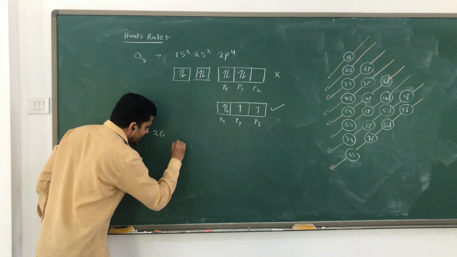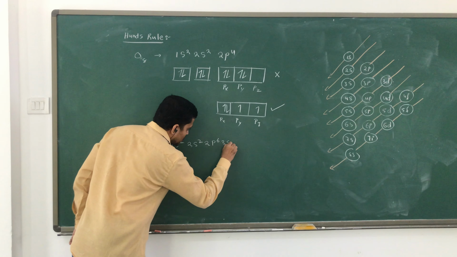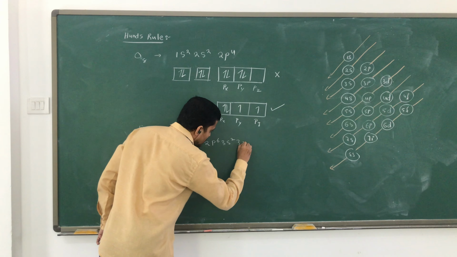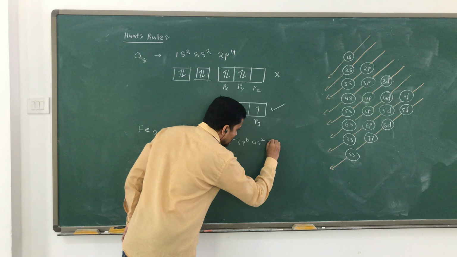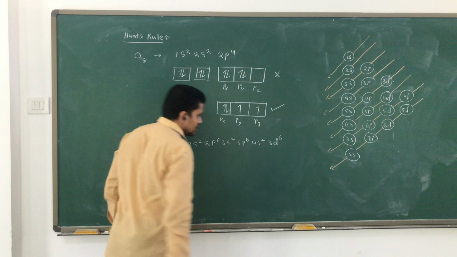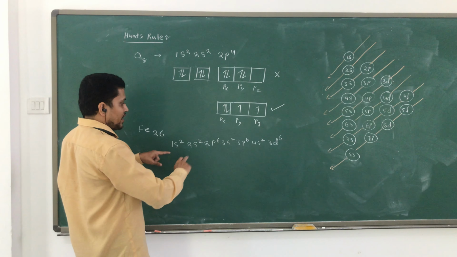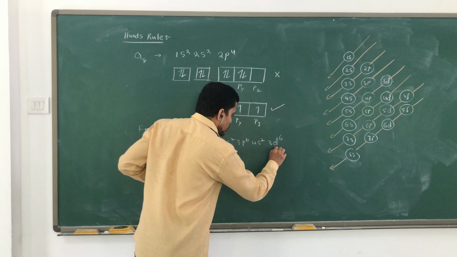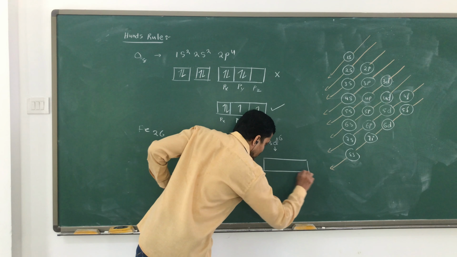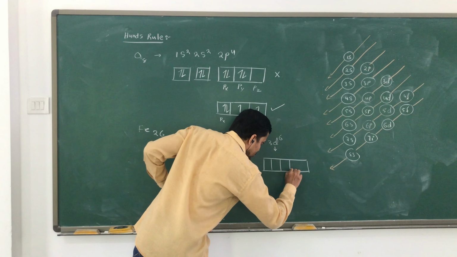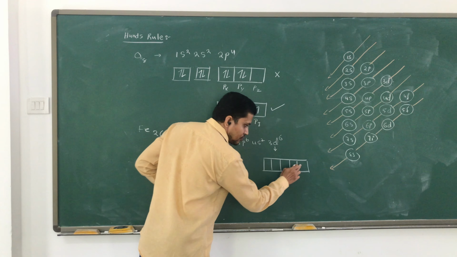So here 1s2, 2s2, 2p6, 3s2, 3p6, 4s2, 3d6. Okay, now suppose all of them are filling the electrons. If I write it shell-wise, now I'm showing how this d is going to be filled. In the d subshell we have a total of 5: 1, 2, 3, 4, 5.